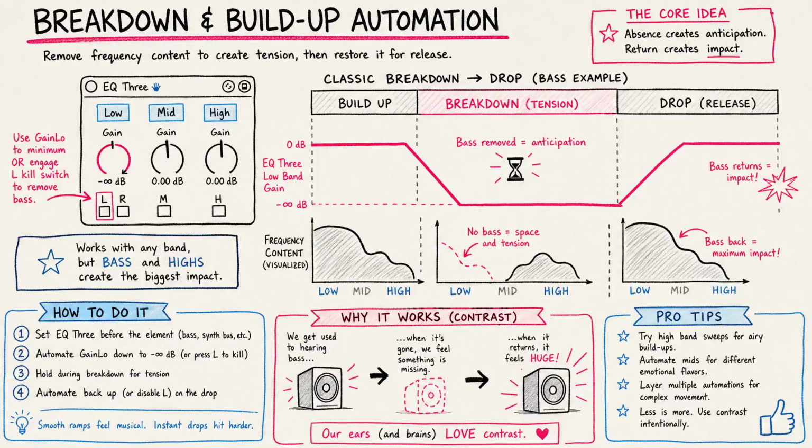Automating EQ3's parameters creates some of the most effective arrangement techniques in electronic music. The fundamental pattern: remove frequency content to create tension, then restore it for release. This works with any band, but bass and highs produce the most dramatic results. For a classic breakdown, automate GainLo to minimum or engage the L kill switch at the start of your breakdown section. The absence of bass creates anticipation.